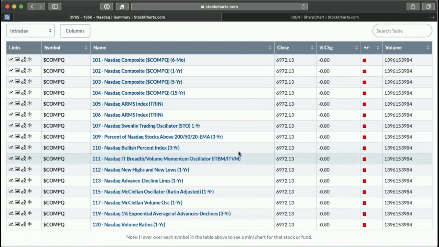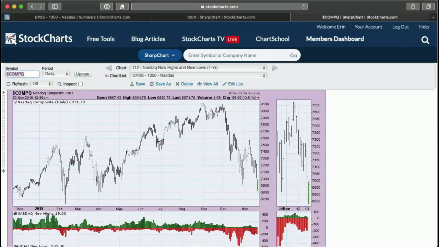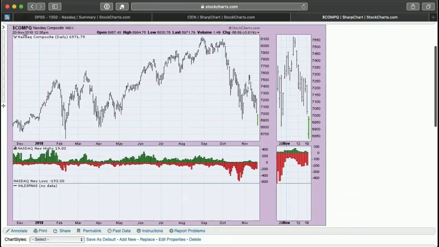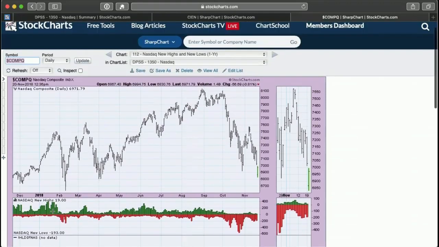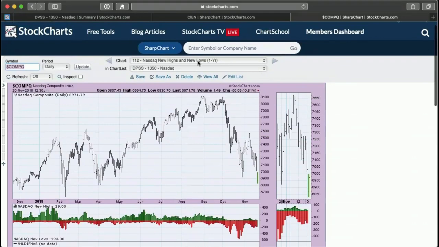So if you recall, the ones that I usually go over are the STOs, the short term. I usually go over the ITBM and ITVM for the S&P. And those are the main ones that I look at, but we also have the BPI, the bullish percent index. We have advance-declines, new highs, new lows. So basically you can go in, find the index you want to get more information on, and then you can find all of those indicators for that.